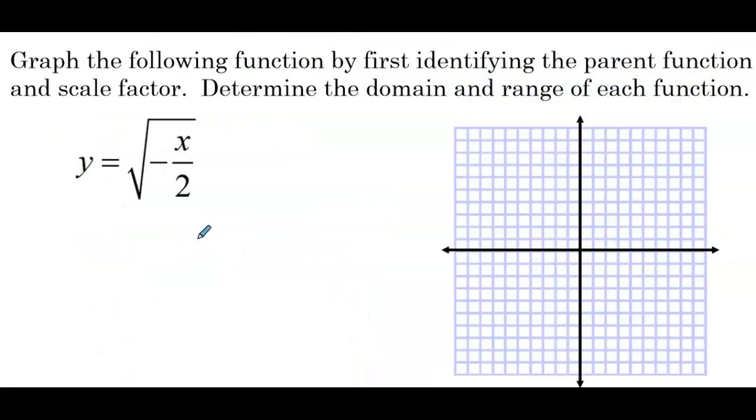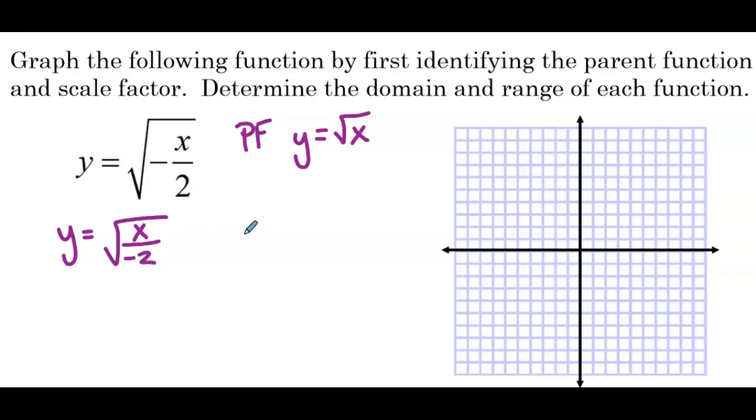Y equals the square root of -x/2. Okay, so our parent function is y equals the square root of x. And let's write this as x divided by -2 a little bit more clearly. So our scale factor is -2, 1. The equation is telling us to divide x by -2 to get back to the parent function. So to go forwards, we're going to multiply by -2. So let's set up our table of values.